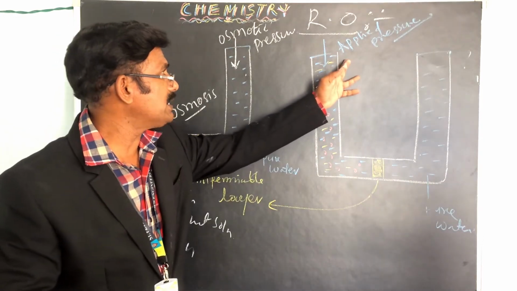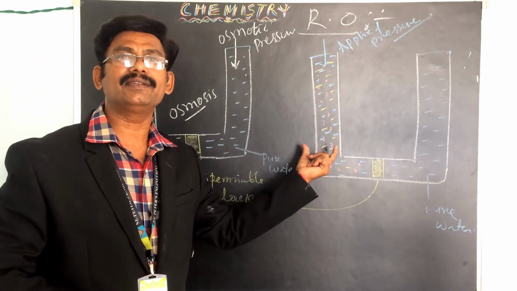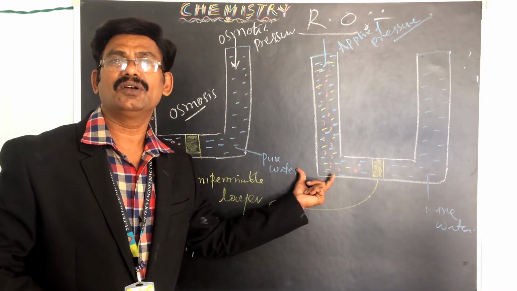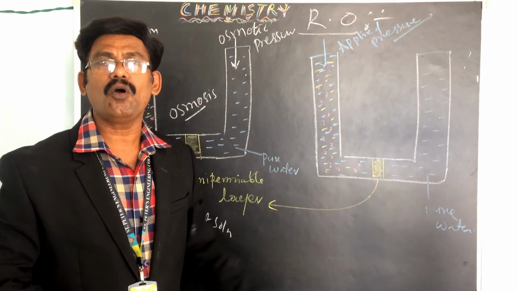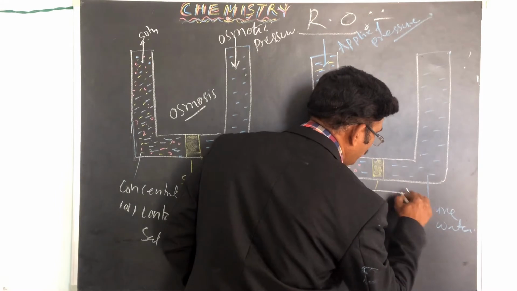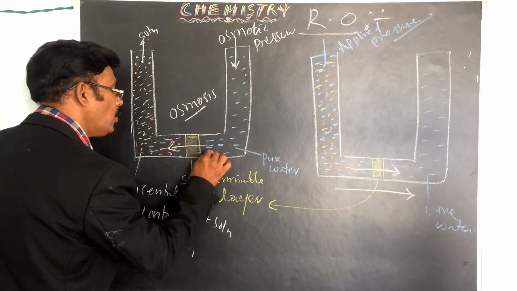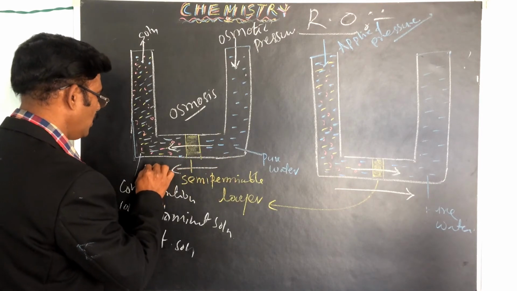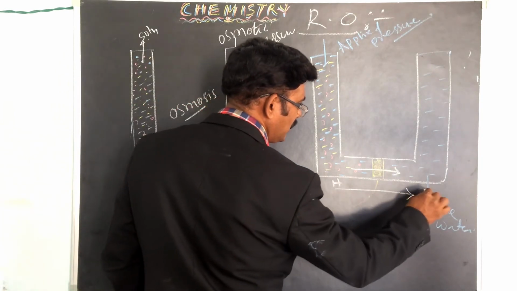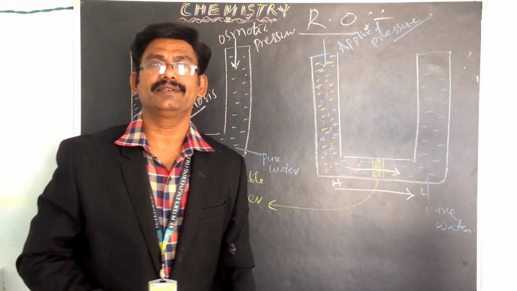If a hydrostatic pressure over the osmotic pressure is applied to the higher concentration side, or the more salt side, what happens? The solvent flow is reversed. In osmosis the solvent flows from lower to higher concentration, but here it flows from the higher concentration to the lower concentration.